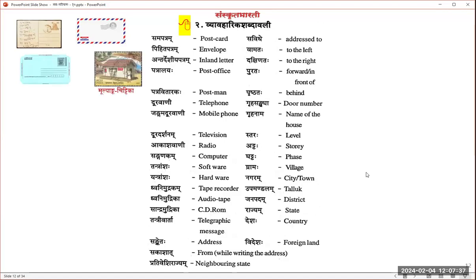Patralayah, post office. Alaya being house, so Patralaya. Patravitarakah, postman. Vitarana means to distribute. So Patravitarakah, one who distributes. Vitarana means distribution. Okay. Duravani, telephone. Jangama Duravani.